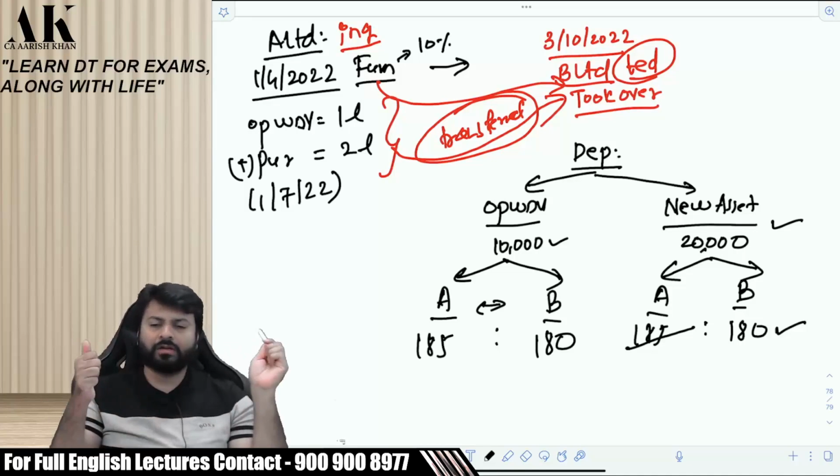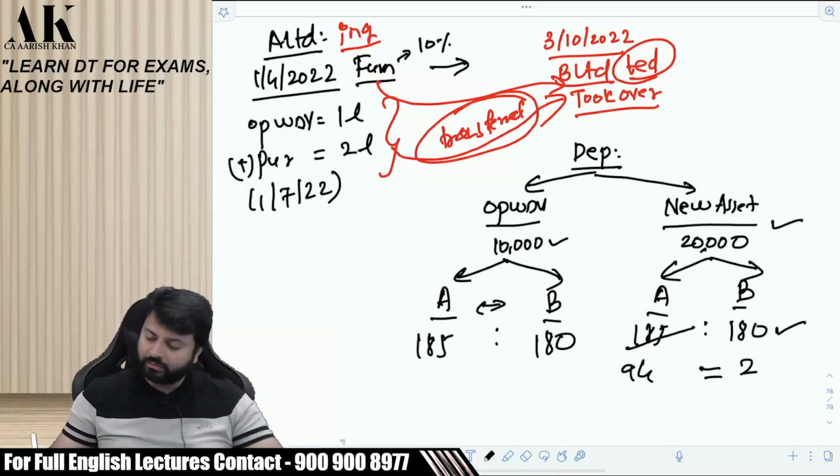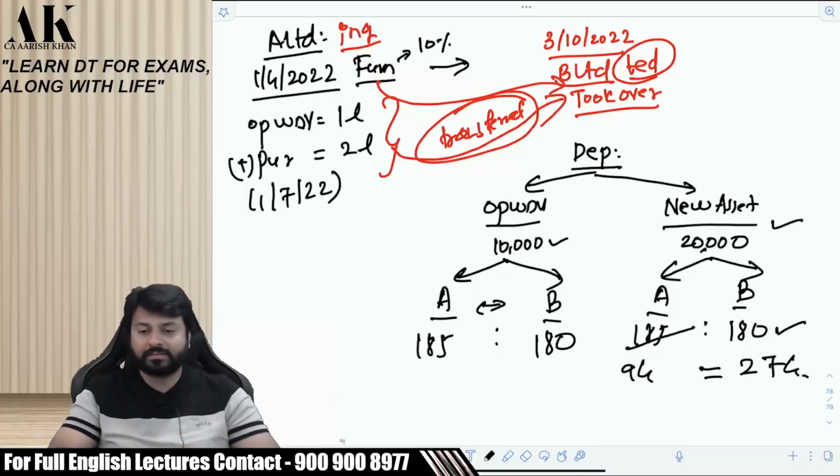So now you can calculate. July 31, August 31, 62. September 30, 92. And October 2 days, 94. And therefore here the ratio will be out of 274 total days. Are you able to understand that?